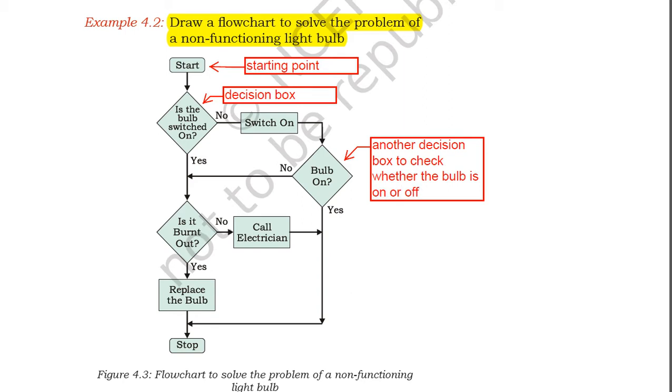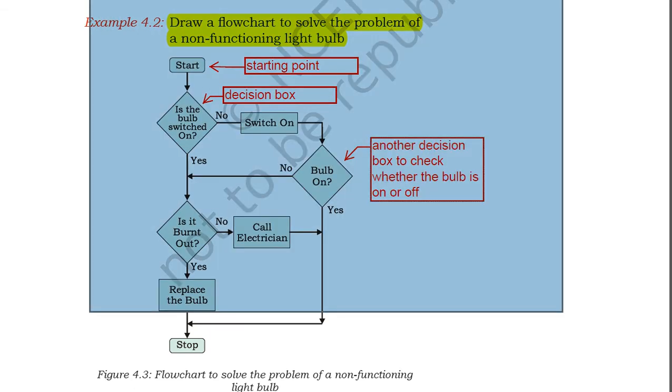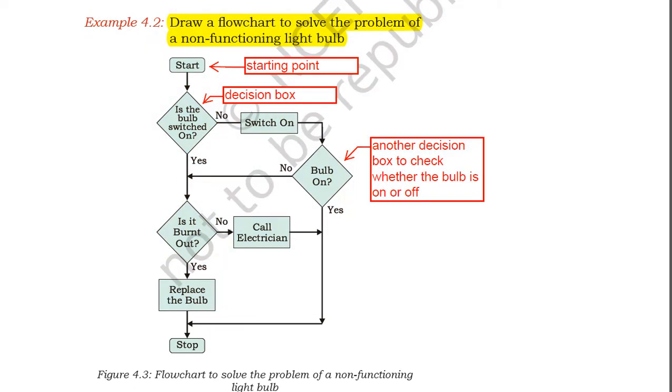Just look at the picture. If yes, then it's okay. This is the yes branch and this is the no branch. For no, we have to go here. From this decision, we get one branch for no and another for yes. For the yes branch, we will get this one.